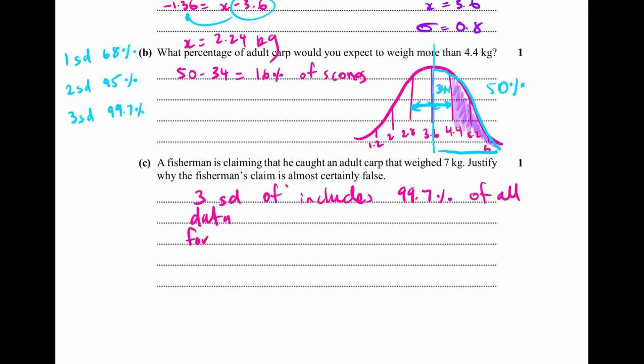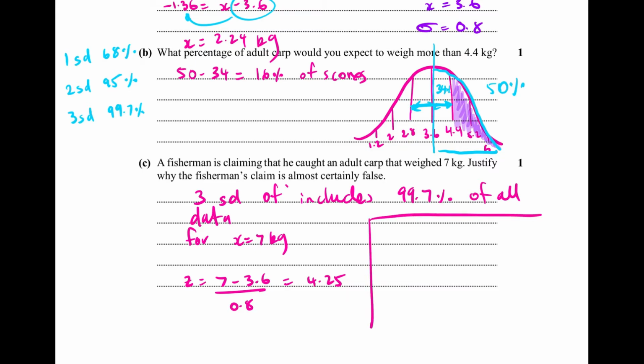For your score to be 7 kilos, my z-score is going to be 7 minus 3.6 over 0.8, which is 4.25. Wow, that's even more than 4 standard deviations away. Okay, so what you would say here is an adult carp weighing 7 kilos or more is highly unlikely, considering it's greater than 4 standard deviations away, where 3 standard deviations of your scores is 99.7 of scores.